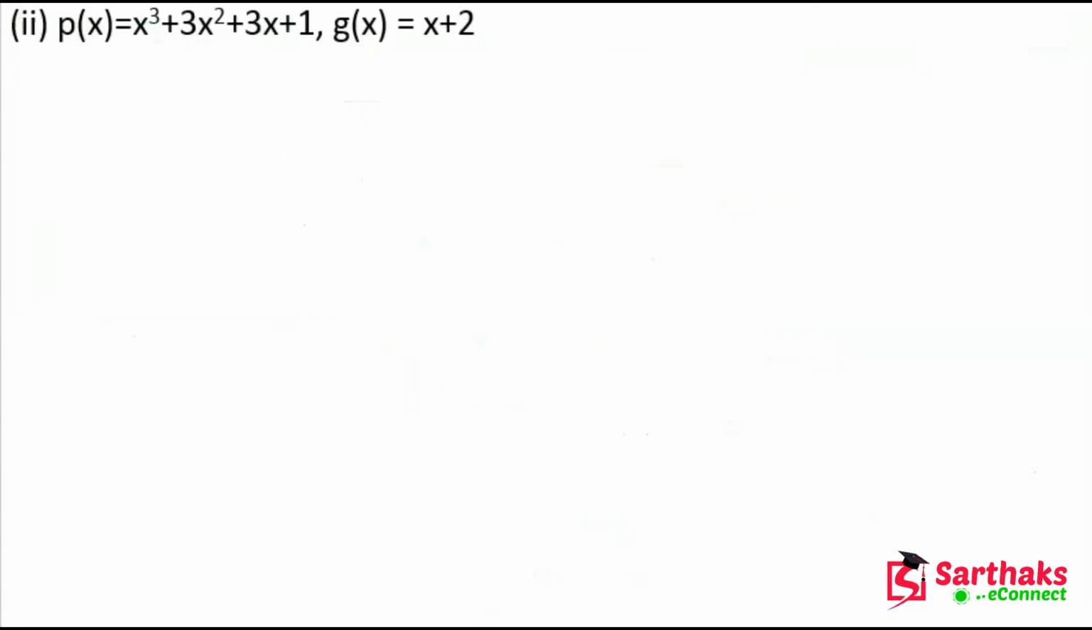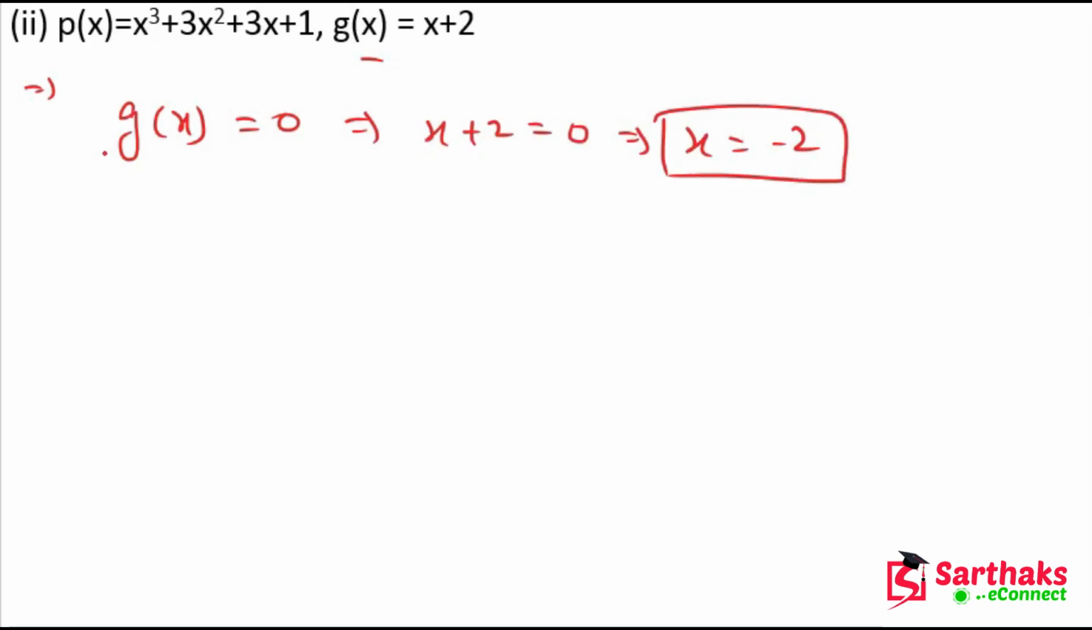So now let's move on. Here we have p of x is x cube plus 3x square plus 3x plus 1, and we have g of x is x plus 2. So now we have to check whether g of x is a factor of p of x or not. For checking this, we put g of x equal to 0. So we get x plus 2 equals 0, so x is minus 2. So this is the zero of g of x. Now we have to put the value of x in this equation.